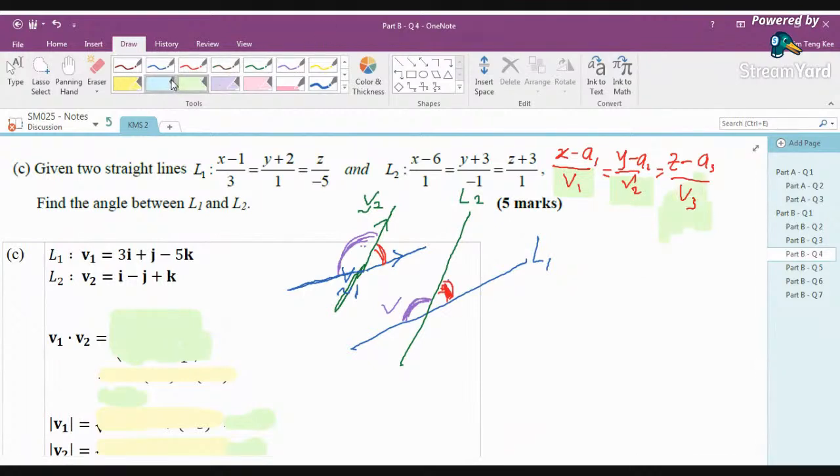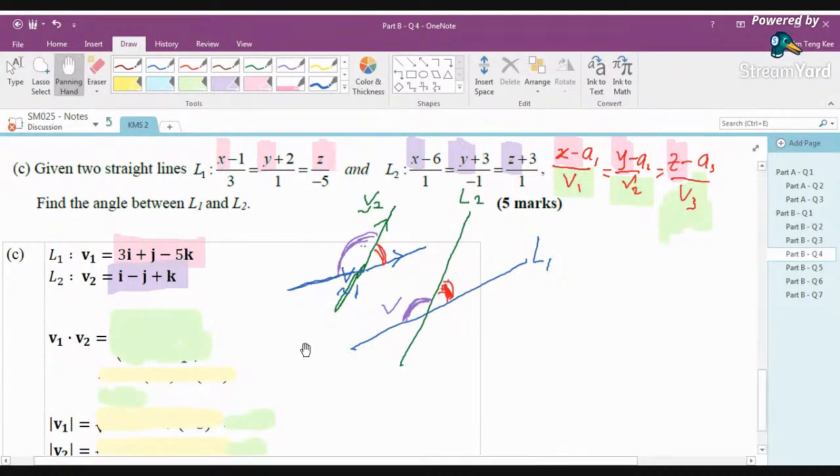Of course, with the condition that we make sure the coefficient of x, y, z is 1. So in this question, the coefficient is indeed 1. So we can directly take, for L1, 3, 1, minus 5 for V1, V2, V3, which is the corresponding IJK as stated below. Similarly for L2, coincidentally, all the coefficients for x, y, z are 1. So I can directly take the denominators, 1, minus 1, 1.